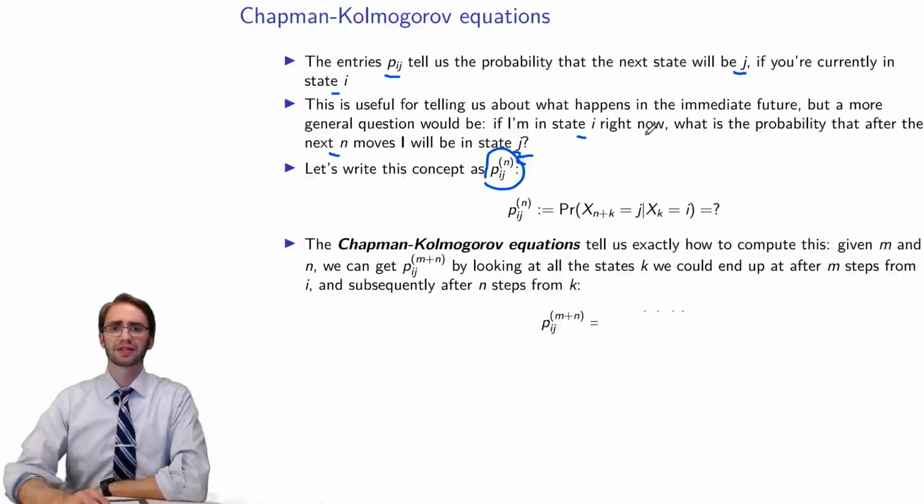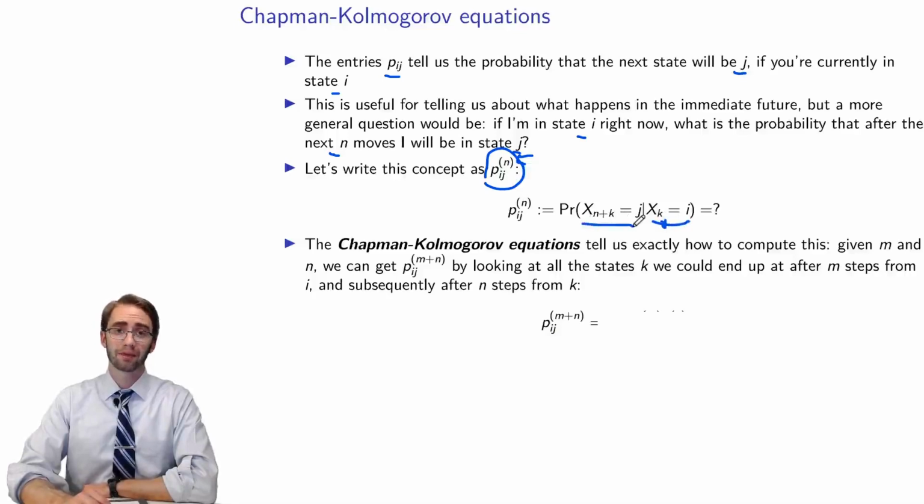Okay, that's the question. So we'll write it like that, and then it's the probability that if I'm presently in state i at time k, it's the probability at time n plus k that I will be in j.